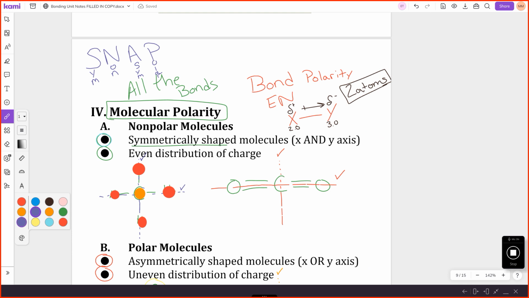To remember molecular polarity. And the good part about SNAP is it does also refer to bonds, right? So you could use this acronym for polarity of a molecule or polarity of a bond. Because if you have symmetrical, meaning the same electronegativities, you have a nonpolar bond. If you have a symmetrical shape, you have a nonpolar molecule. You have an asymmetrical electronegativity, meaning that they're different. That's a polar bond. And if you have an asymmetrical shape, that means you have a polar molecule.